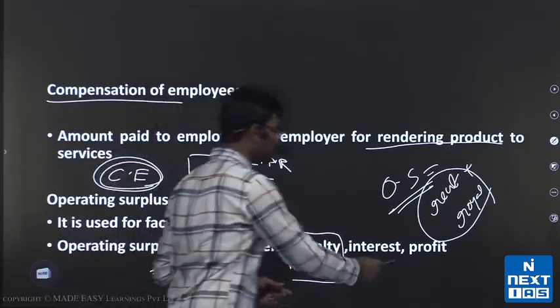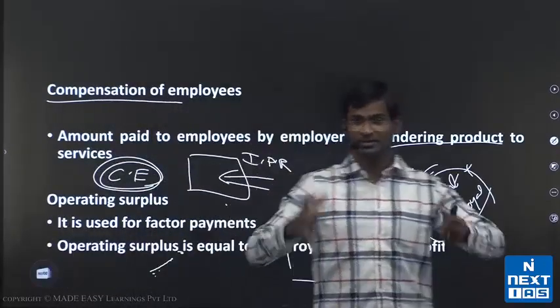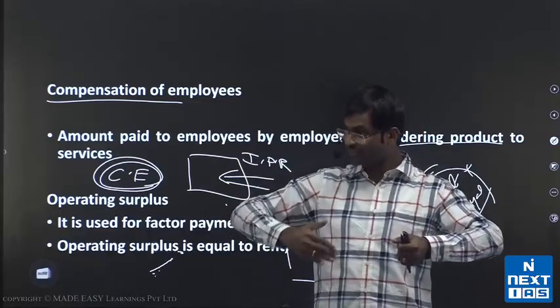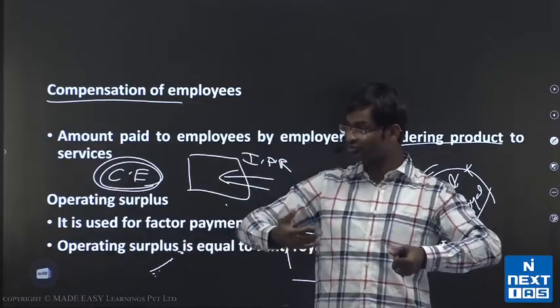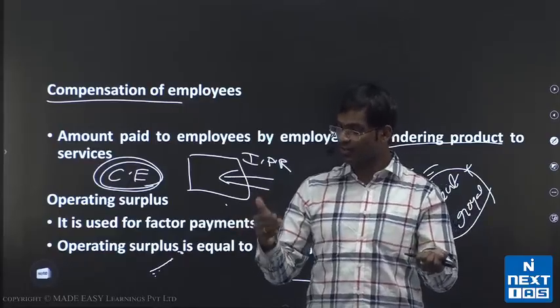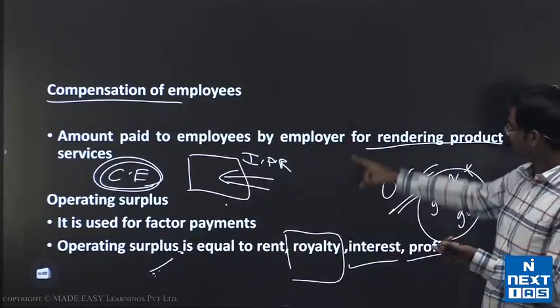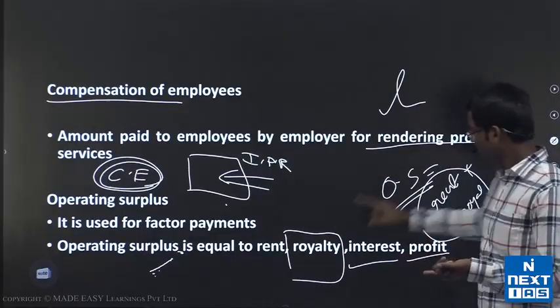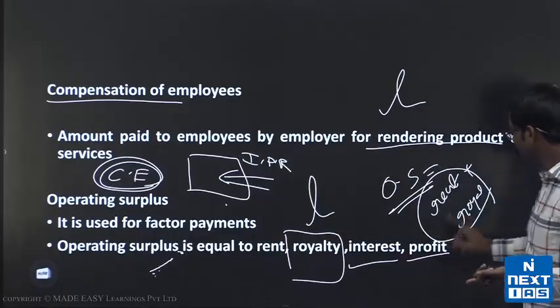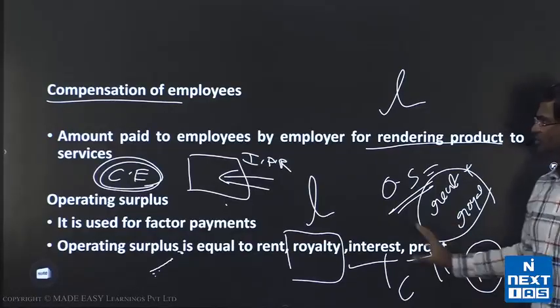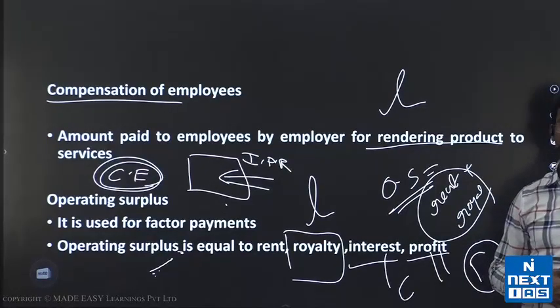Then interest. Tell me, if any businessman took some loan for business, every month he has to pay some interest. That is also cost to the businessman. That is a capital cost. Plus profit already we know. Labor cost we know already. Land cost we know already. Capital cost we know already. Profit margin or entrepreneur cost we know. That's called CE plus OS.